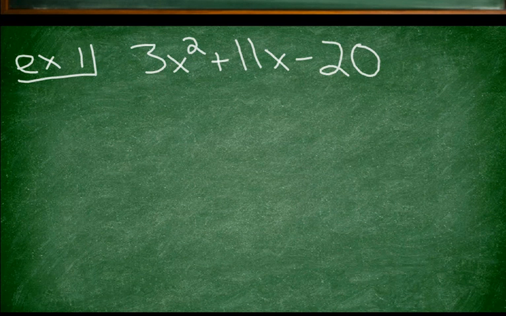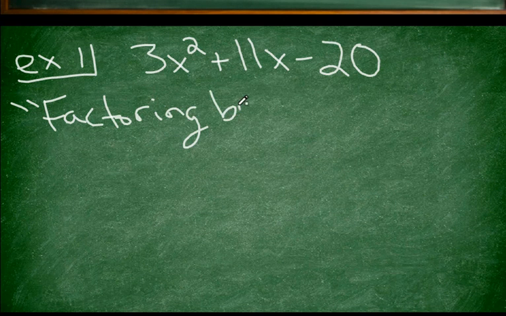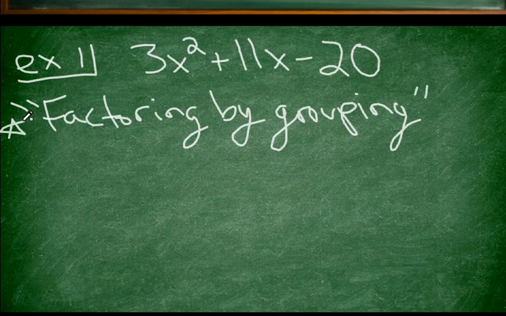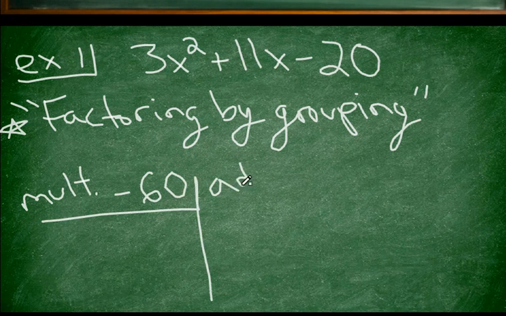This is called factoring by grouping. If you hear the terms factoring by grouping, or by grouping, you're going to factor something, this is what they're referring to. So I'm going to use the same strategy of multiplying to the last number, adding to the middle number. I am going to use that same idea, but it's not going to be multiply to negative 20 and add to 11. It's actually going to be multiply to negative 60 and add to 11.